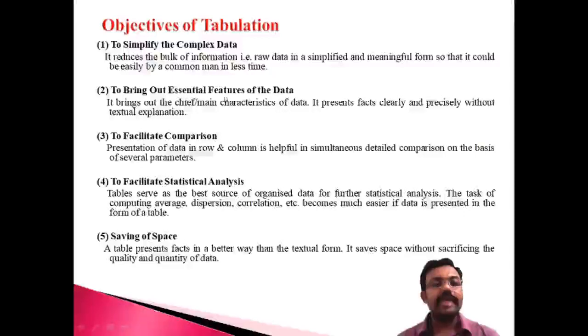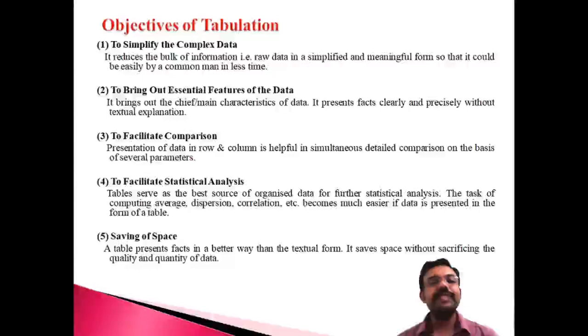The second one is to bring out the essential features of the data. This is another important objective of tabulation, that means clearly and precisely presenting the information. Tables always present the information clearly and precisely, without textual explanation. That means only figure-wise data can be seen. There is no textual information, it is always figure-wise. So one of the important objectives is to bring out the essential features of the data, presenting the facts clearly and precisely without textual explanation.